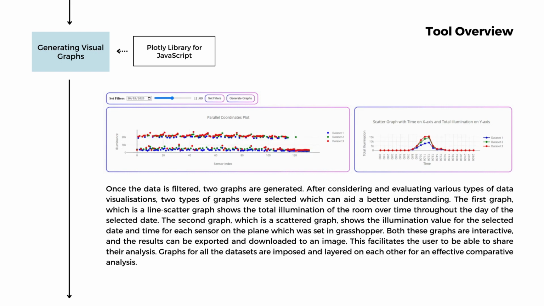After considering and evaluating various types of data visualizations, two types of graphs were selected which can aid a better understanding. The first graph, which is a line scatter graph, shows the total illuminance of the room over time throughout the day of the selected date. The second graph, which is a scattered graph, shows the illumination values for the selected date and time for each sensor on the plane which was set in Grasshopper.